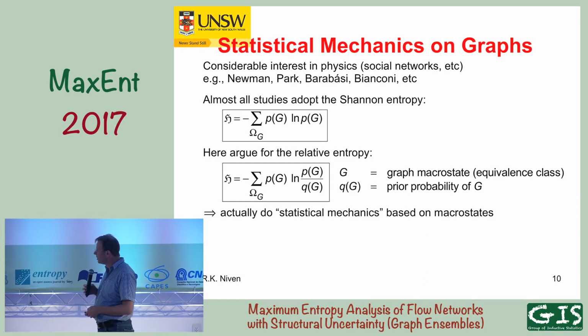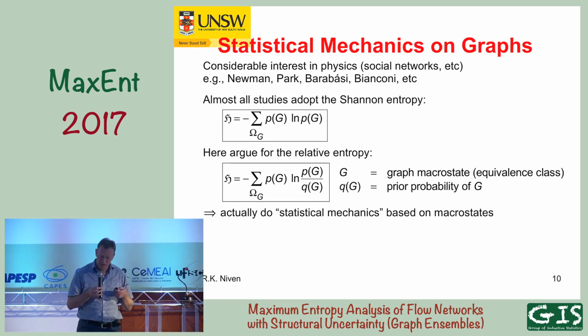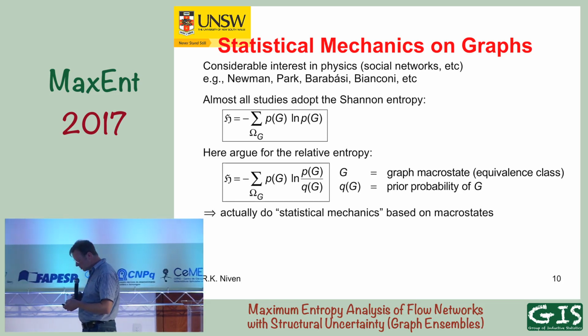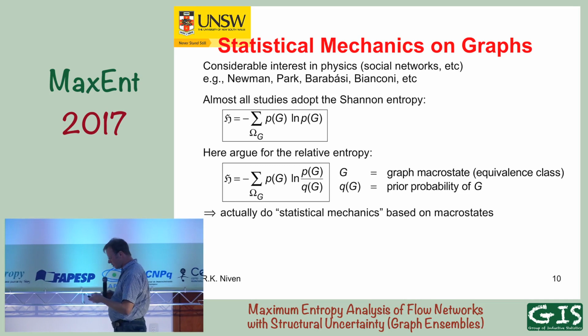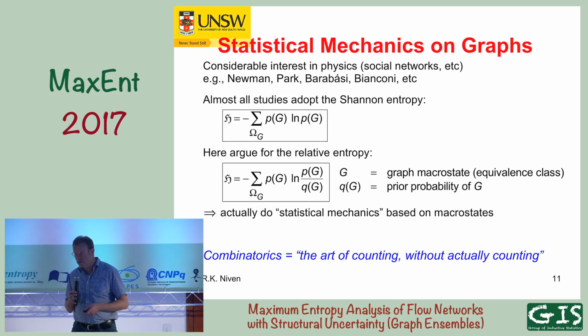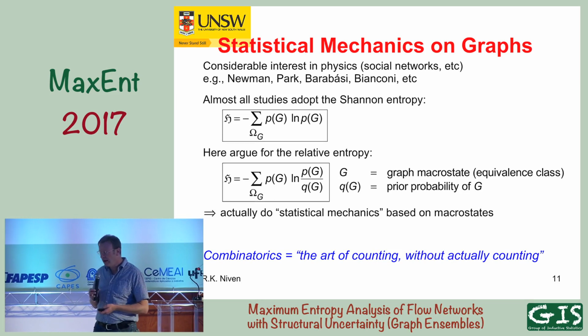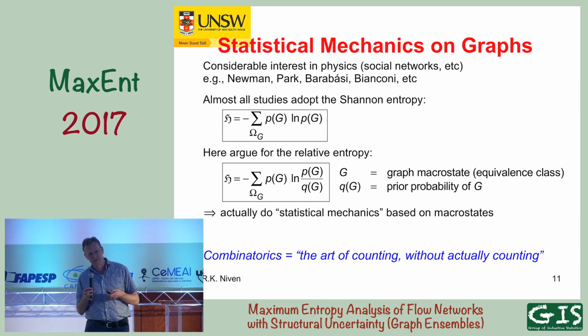So now what we have are graph macrostates, which when you define this mathematically, they're just equivalence classes of graphs that you've defined in some way. And then in order to make it all work, you need your priors for each of those macrostates. So the idea that I'm proposing here is you actually do your statistical mechanics rather than counting each graph. And a nice definition of combinatorics, of course, is the art of counting without actually counting. And so here I'm, if you like, boldly going forth and doing this analysis so that nobody else has to do it again.